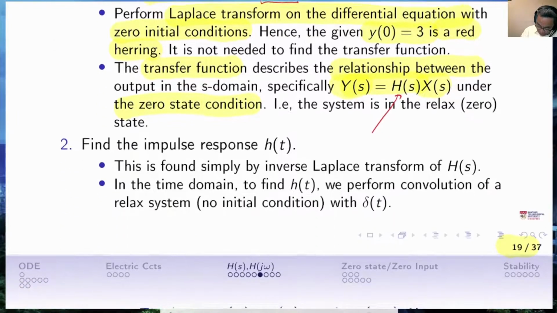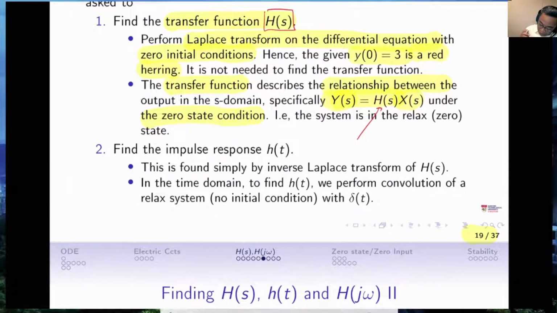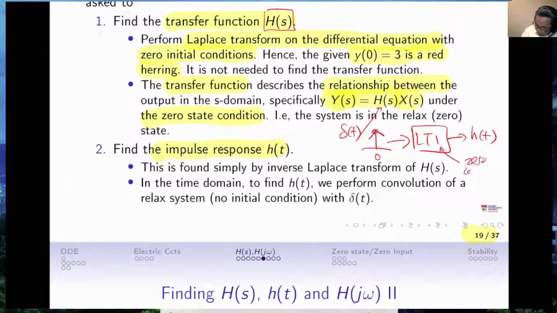All right. Now, when we find the transfer function, we can immediately find something called the impulse response. Let's say this is the LTI system. We will fire the impulse, so this is delta of t, and out comes the impulse response, h of t. Note that the LTI system must have zero initial condition, or be in a relaxed state.